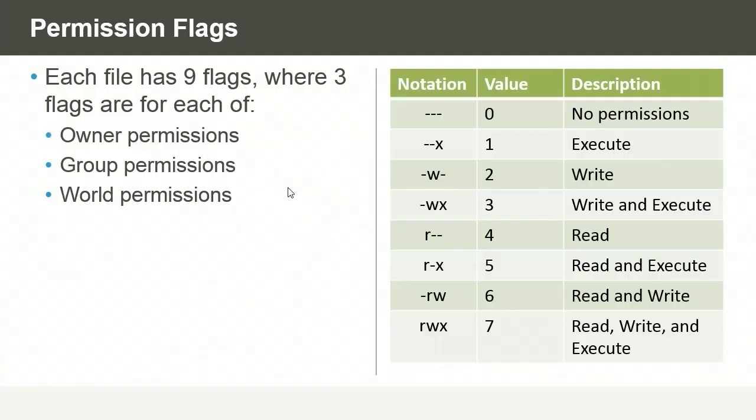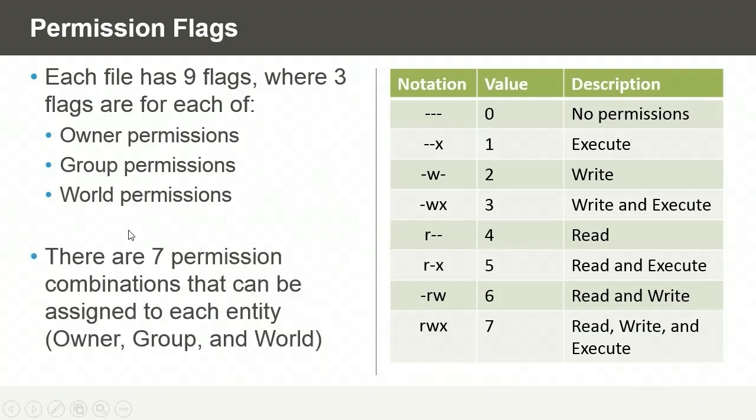So we know that the owner has the first 3 permissions, the group has the next 3, and the last 3 permissions of the set of 9 apply to world or other. That's everybody that's not the owner or a member of the listed group. There are 7 permission combinations that can be assigned to each of those 3 entities.